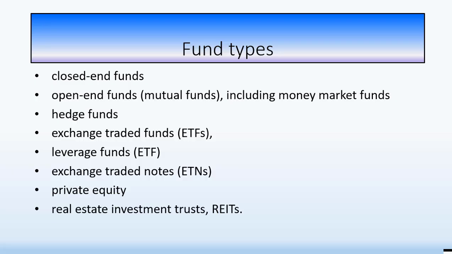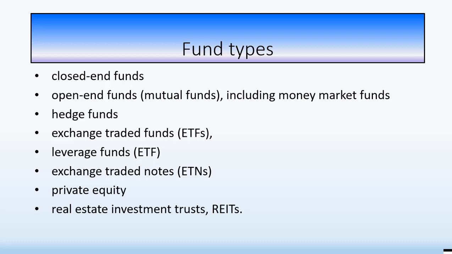Now let's move on to exchange-traded notes. Exchange-traded notes, ETNs, look a lot like ETFs, but they're not. So as I've been talking to you over the past two videos, there's a net asset value, which is equity that you buy into a fund. You're an equity owner when you buy into a mutual fund, an open-ended fund, a closed-end fund, a hedge fund, an exchange-traded fund, a leverage fund.